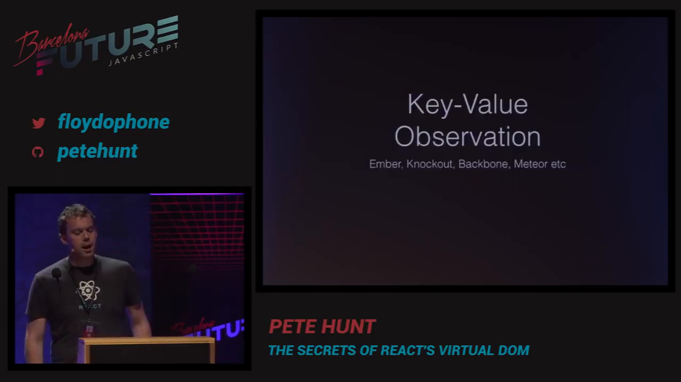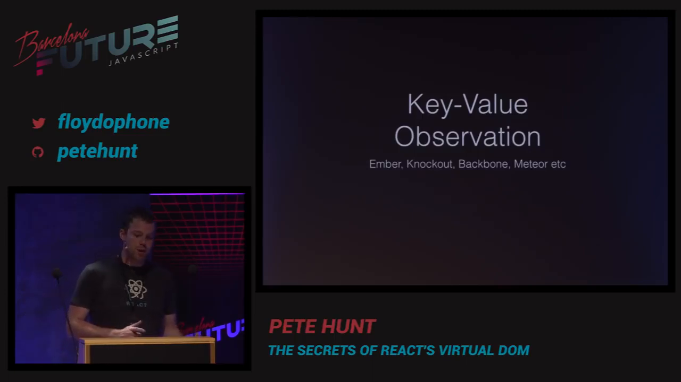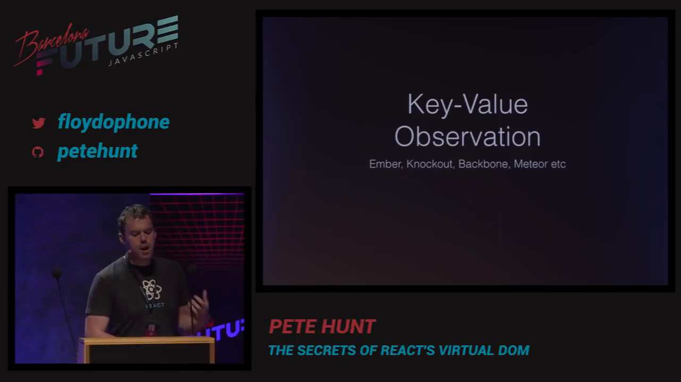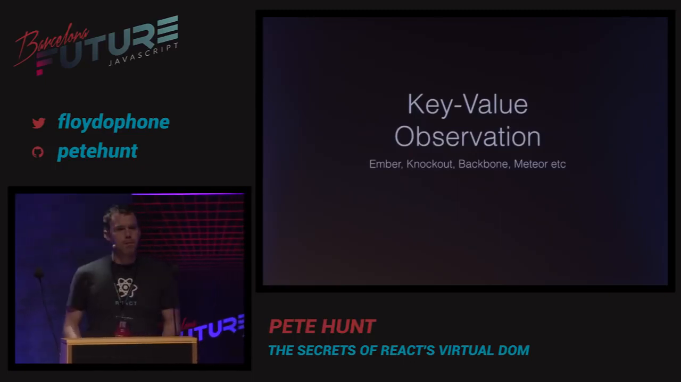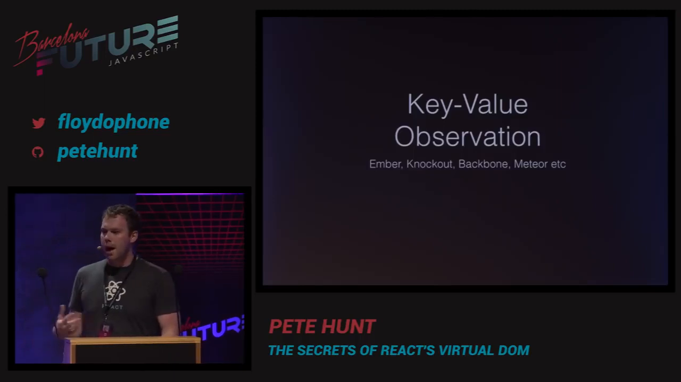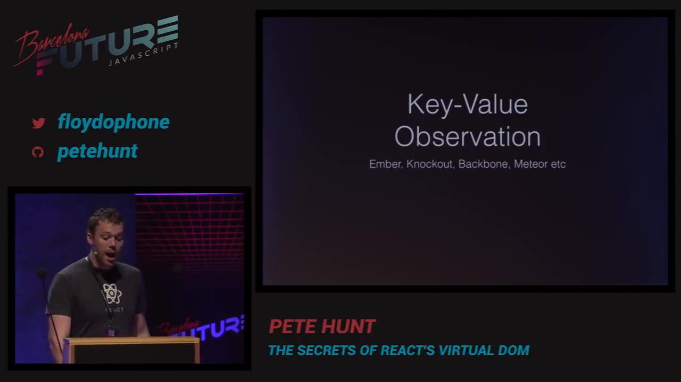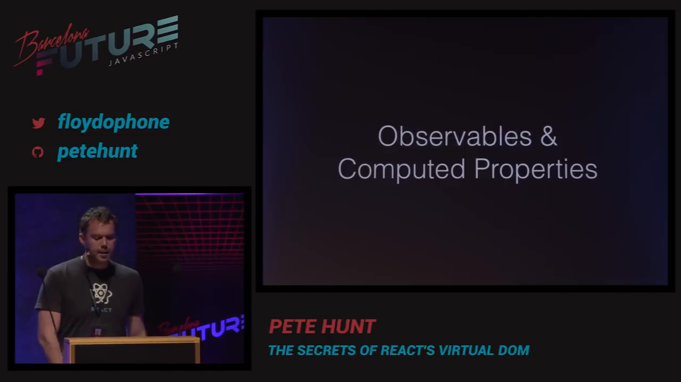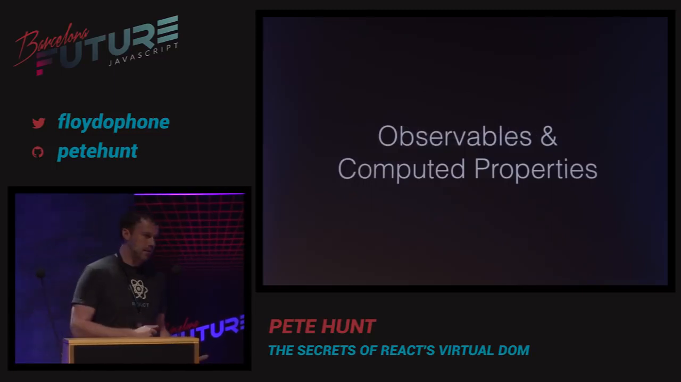So the first idea I'm going to talk about is something called key value observation. This is the type of data binding implemented by Ember, Knockout, Backbone, Meteor, pretty much most systems out there. And it's not just limited to the web either. This is how Apple implements data binding on iOS as well. And it's built around the idea of observables and computed properties.